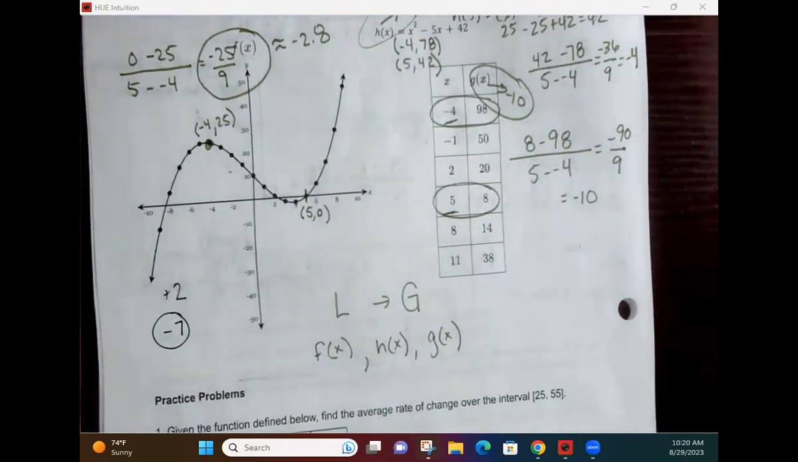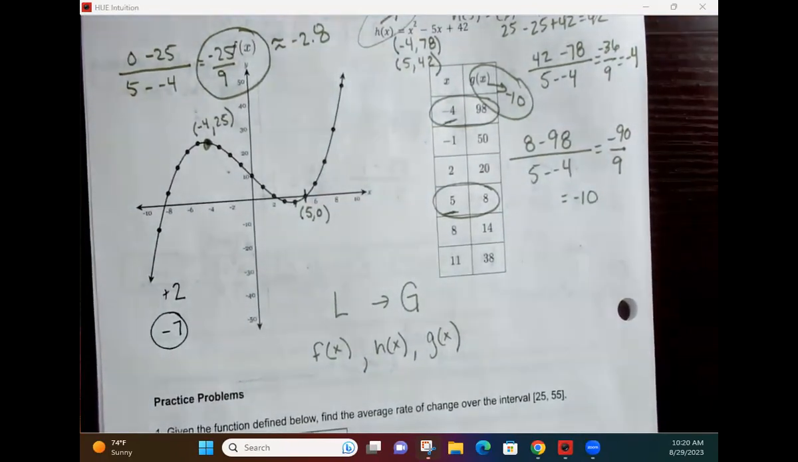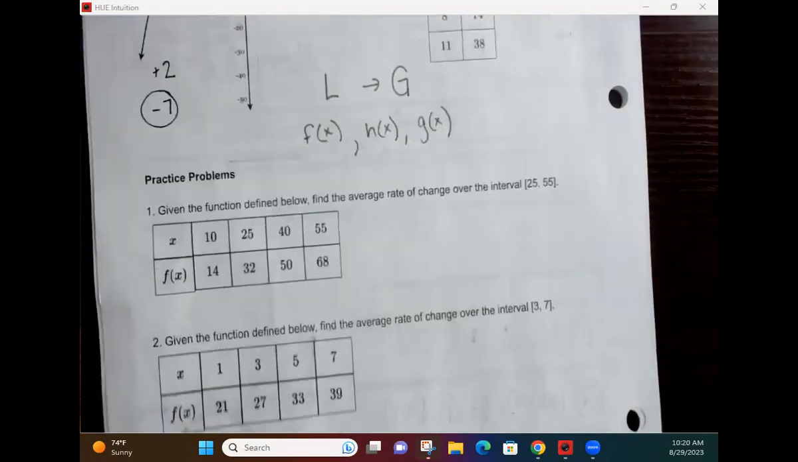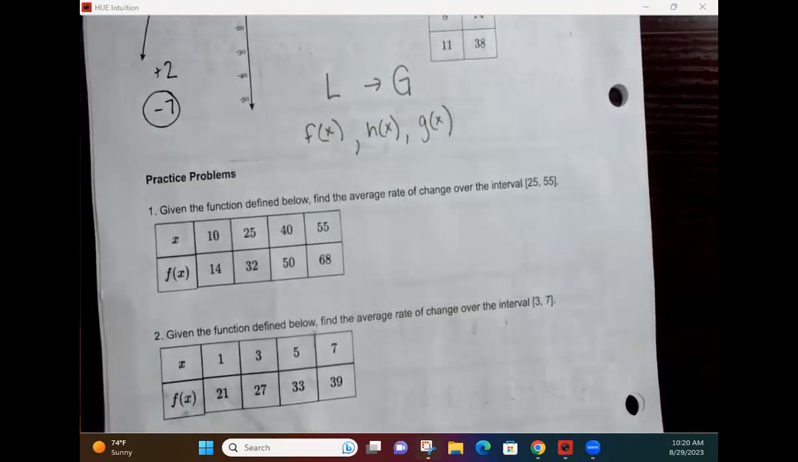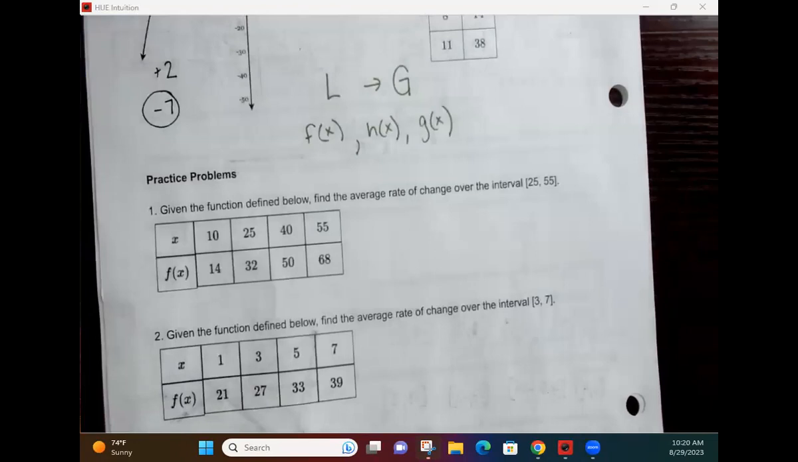Alrighty. I want you guys now to work on the practice problems on the bottom of page 26 on to page 27.